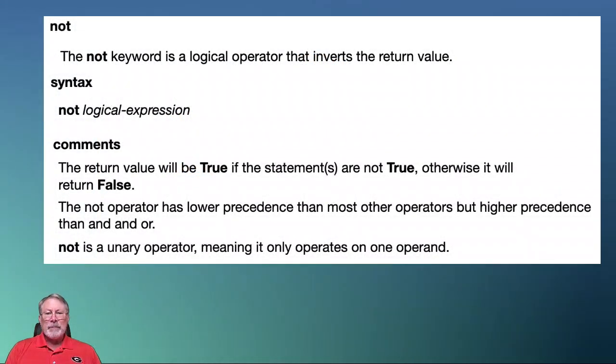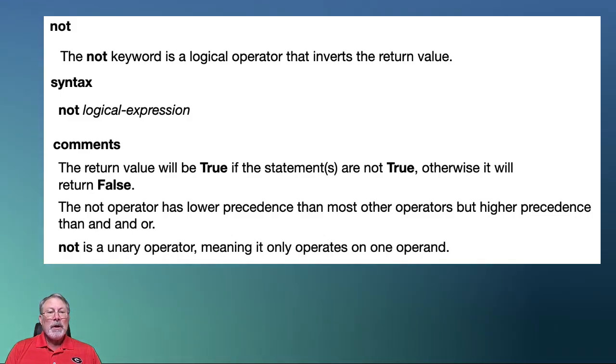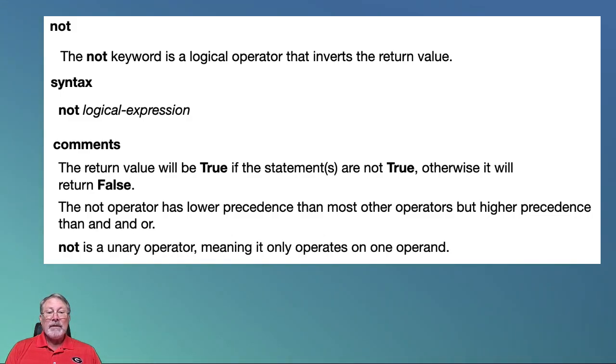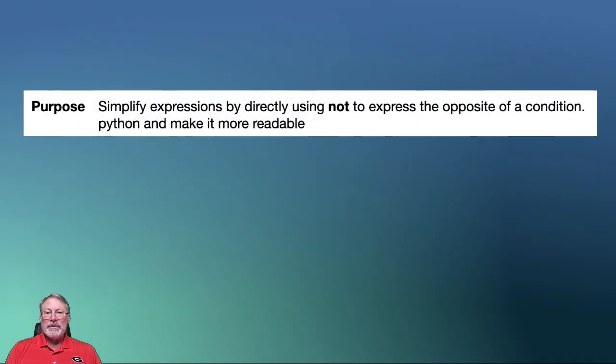The not keyword in Python is a logical operator that negates or reverses the truth value of the expression that follows it. If the expression is true, not makes it false, and if it's false, not turns it true. Simple in concept, yet profound in application. Why not? Its primary role is to enhance readability and expressiveness in conditional logic. By allowing programmers to directly express negation, not simplifies complex conditions and makes code more intuitive.